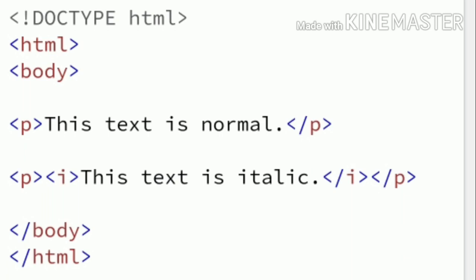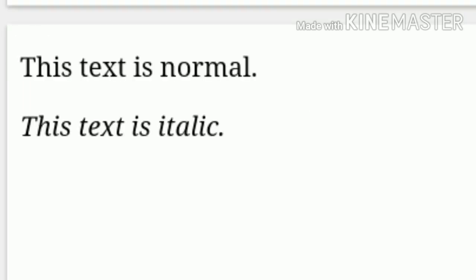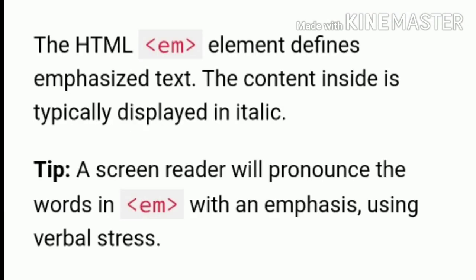After that, closing the I tag, that means slash I. After that you close the paragraph p tag, that is slash p. You can close the body tag. After that you close the HTML tag. After that you can run the program. You can see the output just like this: this text is normal, and it is giving the output in italic.